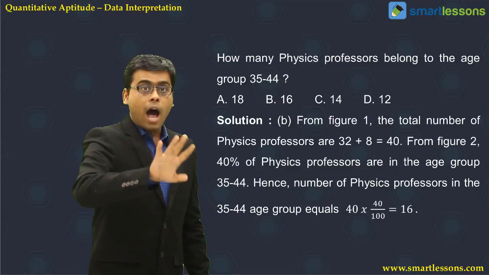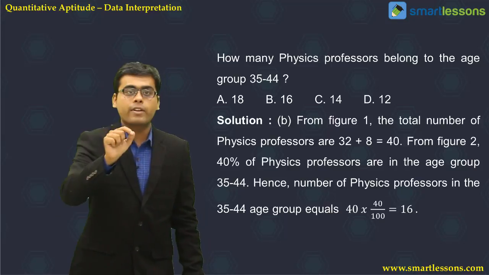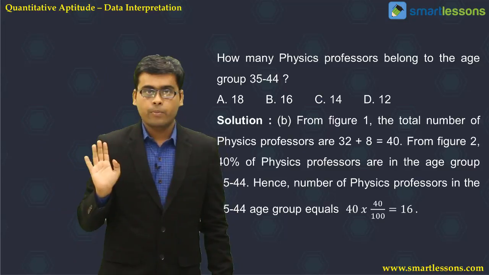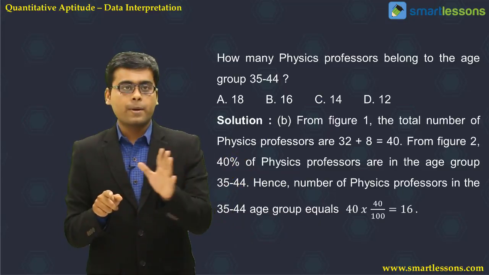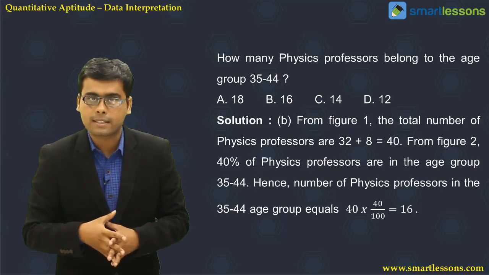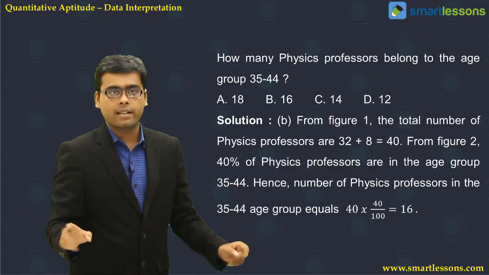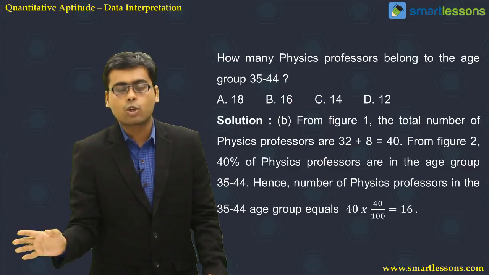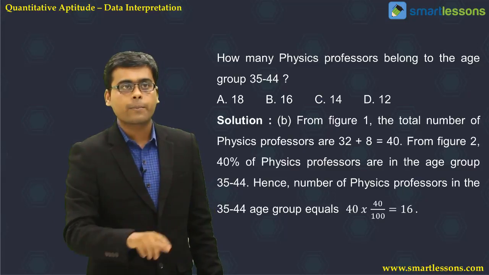Now, out of these 40 professors, 40% of physics professors will be in the age group 35 to 44. That you can infer from the pie chart, that 40% professors are in the age group 35 to 44 years. So 40% of 40 is 16. That means 16 physics professors are in the age group 35 to 44. So option B is the right option.